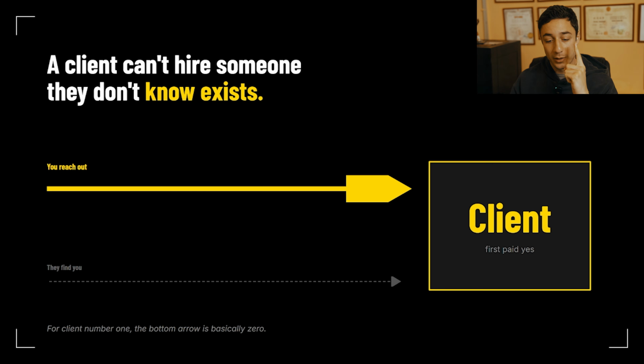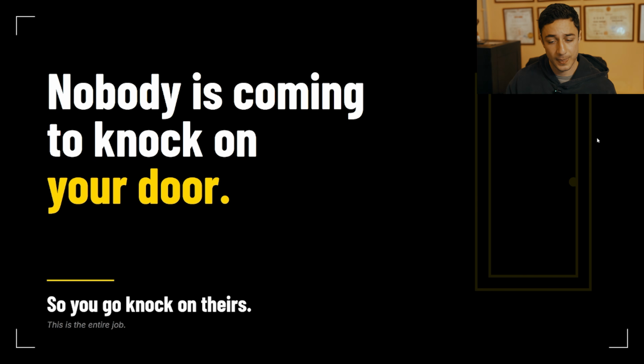For client number 1, the bottom arrow is basically going to be 0 because you have nothing to your name. How's a client going to find you? Maybe on an off chance referral, whatever the case, something like that might happen. But for most individuals, you're going to have to reach out directly to the client because they're not going to be able to find you, okay?